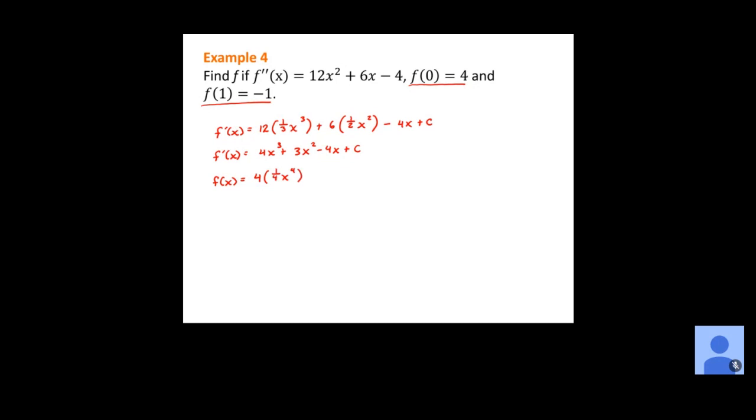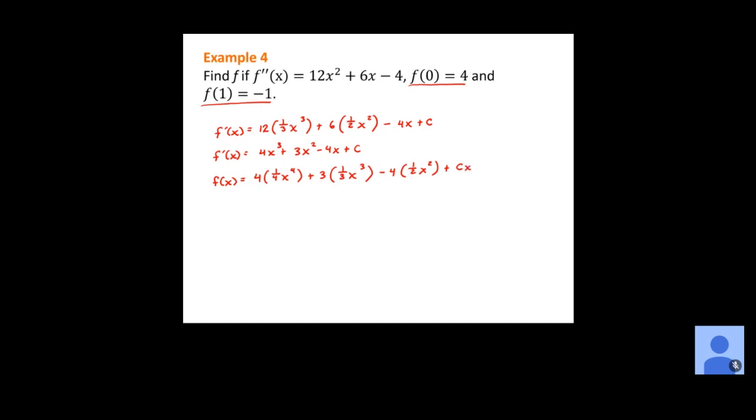1 over that. But again, the 4 and the 1/4 will just give us 1. Plus, keep the 3, raise the exponent by 1, multiply by 1 over the new exponent. Minus, keep the 4, raise the exponent by 1. That's x squared. And then we have a 1 over that new exponent. And then the last term here is a constant. Its antiderivative then is going to be plus c times x.